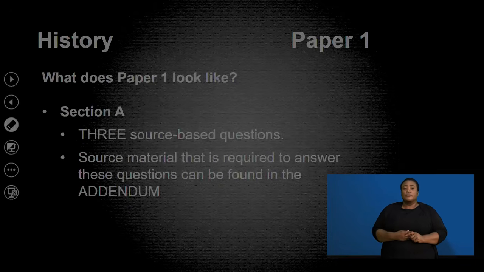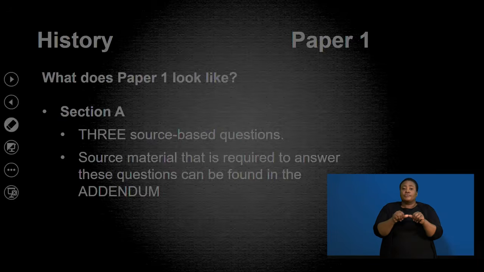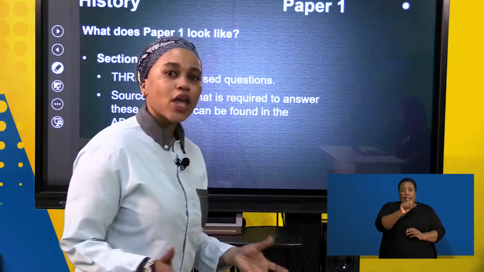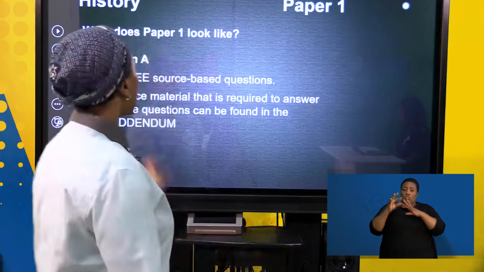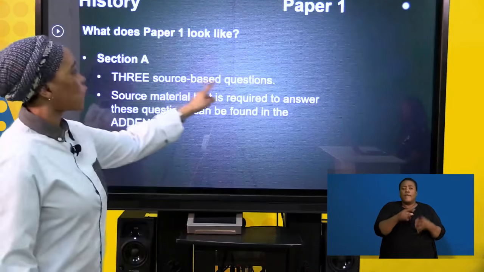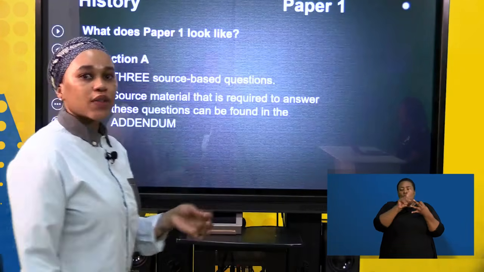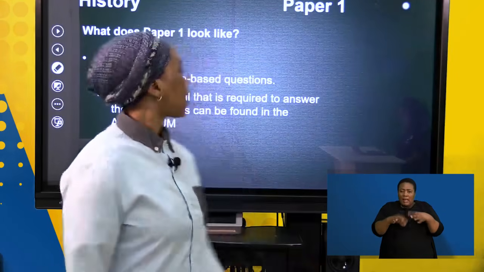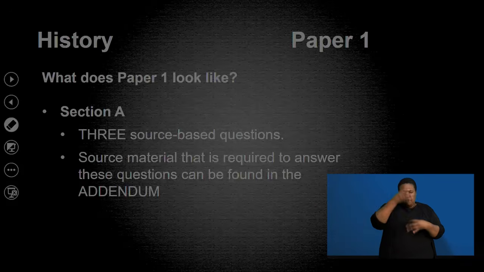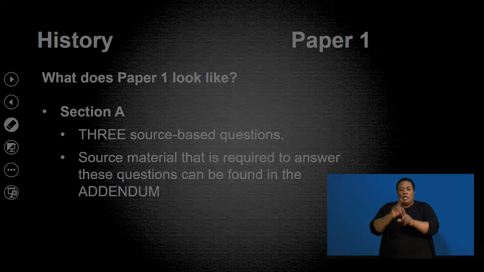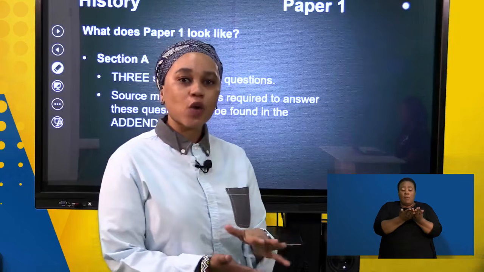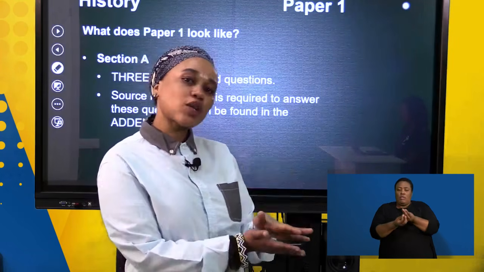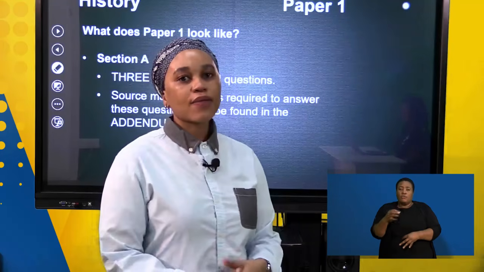Now let's move on to section A. Section A of your history paper consists of 3 source-based questions. That means it's source analysis questions. So there will be source material that is required to answer these questions that can be found in the addendum. That is the source booklet that will come with the question paper. So you will have a question paper and then you will have the source booklet.